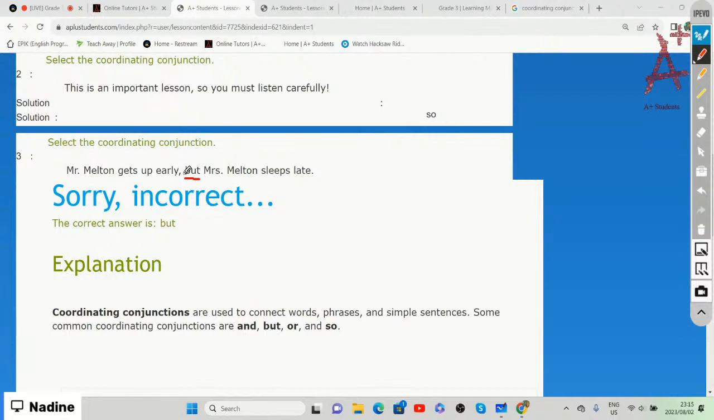the coordinating conjunction. The coordinating conjunction connects those two simple sentences and creates one sentence, which reads: Mr. Melton gets up early, but Mrs. Melton sleeps late. So the word "but" is the coordinating conjunction within that sentence, and it connects the two simple sentences within that sentence.